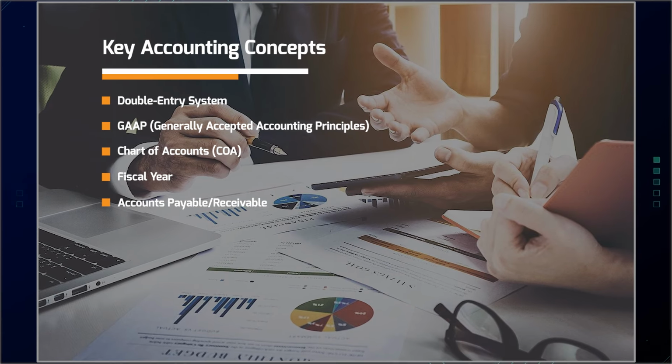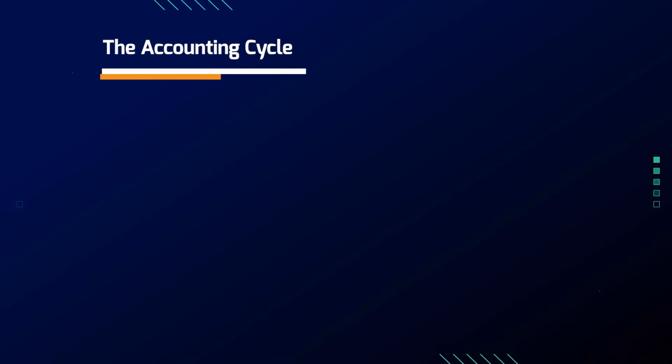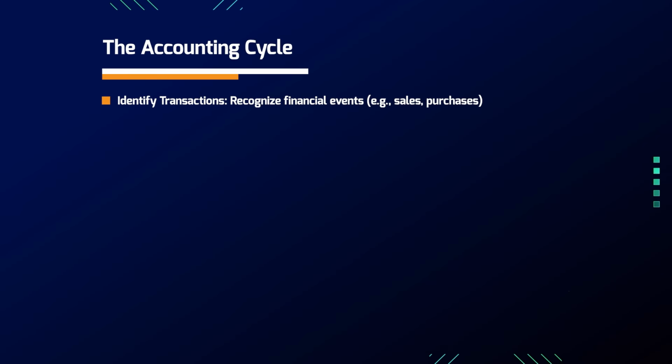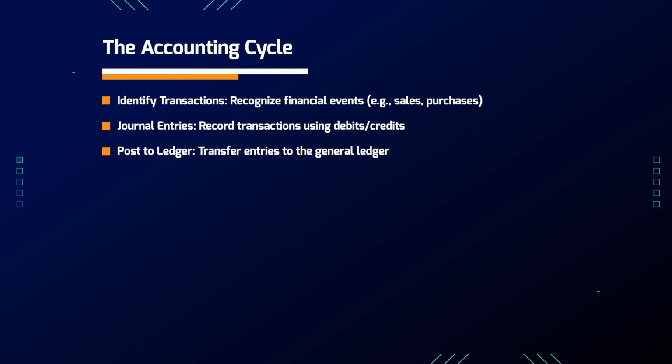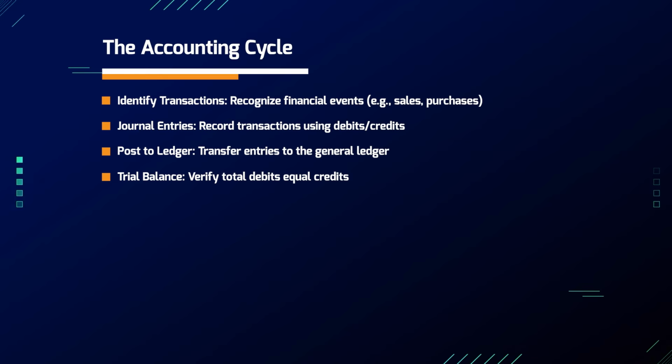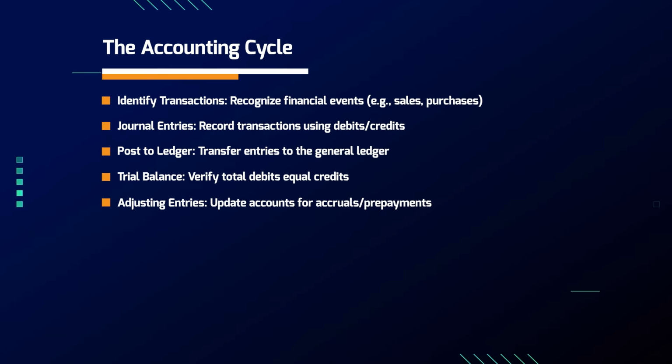The accounting cycle. Number one, identify transactions, recognize financial events, which are sales and purchases. Two is journal entries, record transactions using debits or credits. Three is post to ledger, so transfer entries to the general ledger. Four is trial balance, so verify total debits equal credits. Five is adjusting entries, so update accounts for accruals and prepayments.